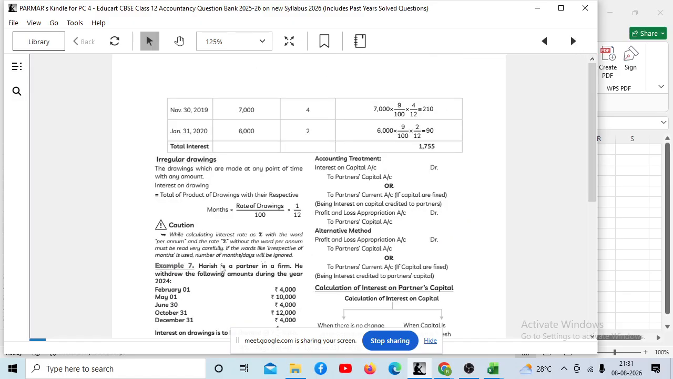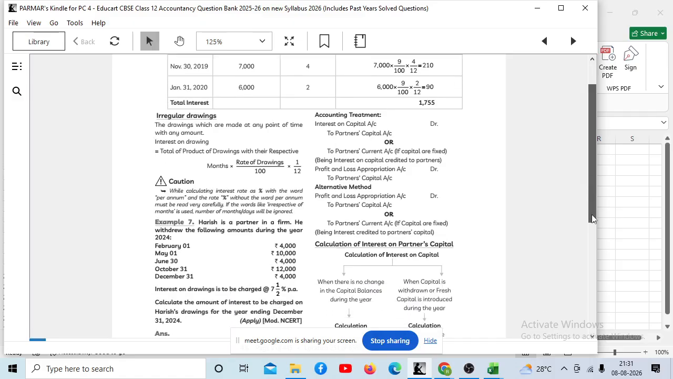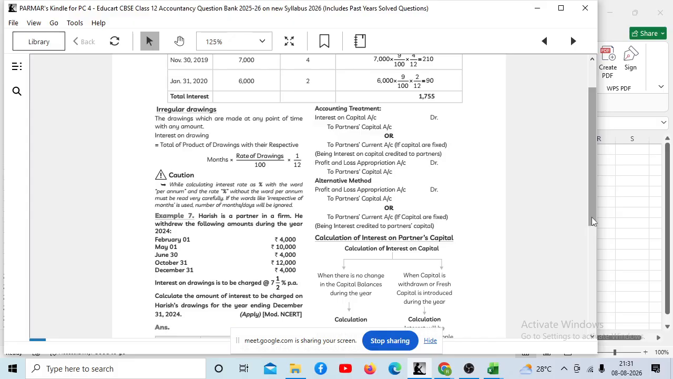See, here it is given. Harish is a partner in a firm. He withdrew the following amounts during the year 2024: February 1, May 1, June 30, October 30 and December 31. Okay. Interest on drawing is to be charged at 7.5%. Calculate the amount of interest to be charged on Harish's drawing for the year ending 31st December. Okay, now be careful here, they are telling that the year ending is 31st December, right?